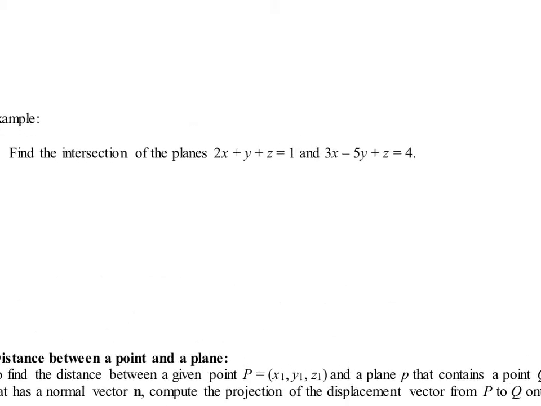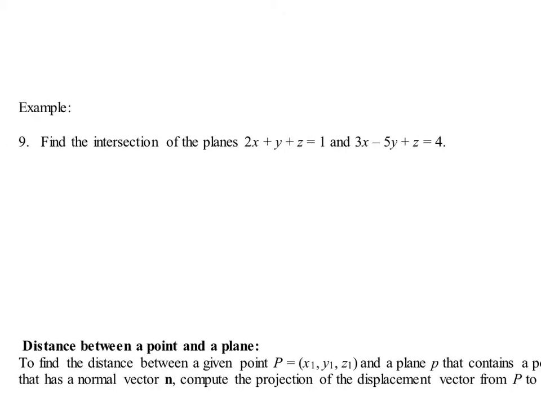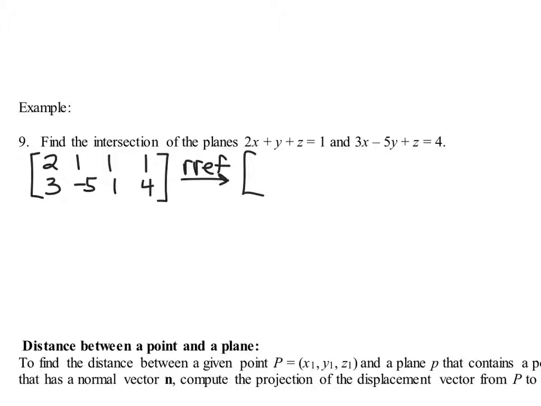All right, let us write a coefficient matrix: 2, 1, 1, 1, 3, -5, 1, 4. And we're going to row reduce that. Put that in reduced row echelon form, RREF. All right, so to the calculator.